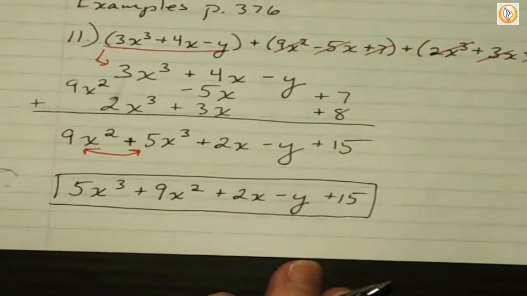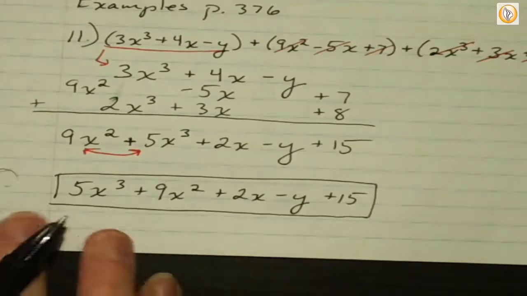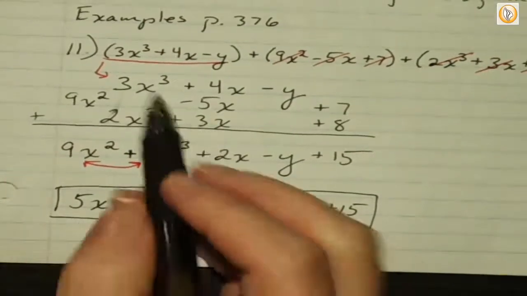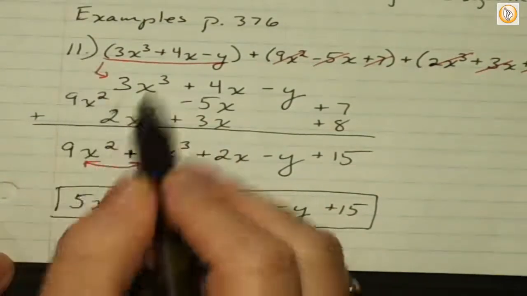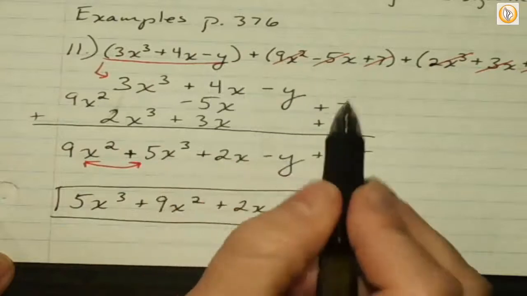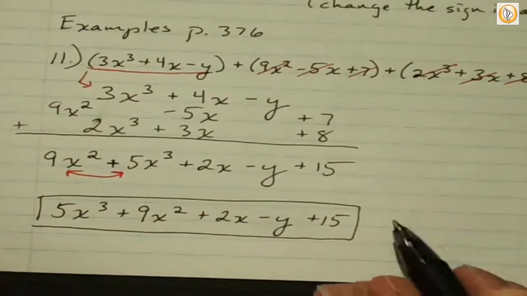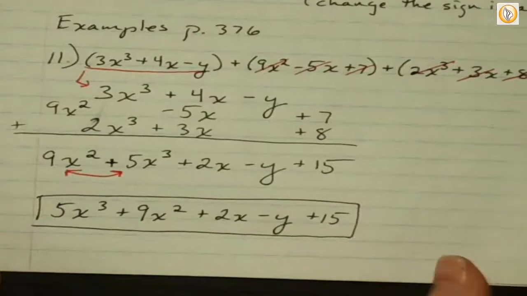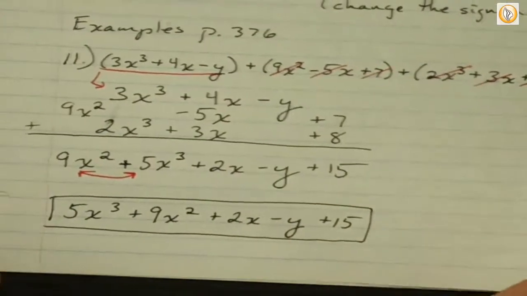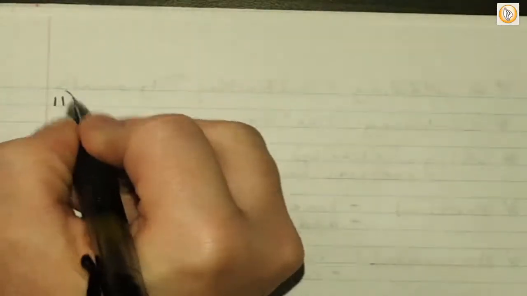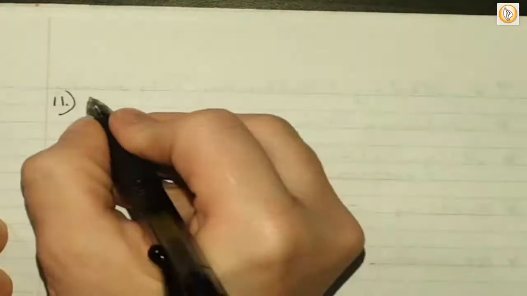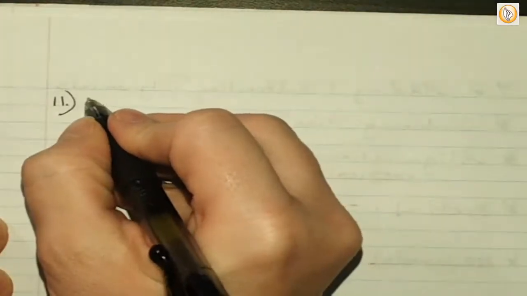Any questions? Now, this is the vertical computation where we're lining it up with like terms. If you chose to do horizontal computation, let me show you how to do that. And yes, you're writing this.